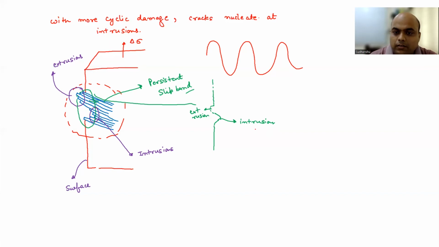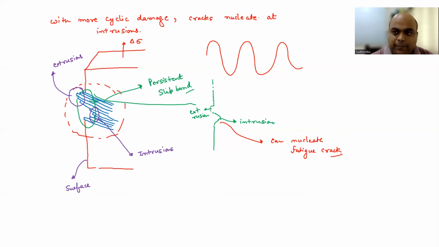Okay? So these intrusions, right, can nucleate fatigue crack. Okay, so I hope you have understood the concept of persistent slip bands. Okay, these are slip bands and these are called persistent slip bands, right? And when they form, they also form extrusions and intrusions. Okay, and intrusions are going to act as surface stress raisers.